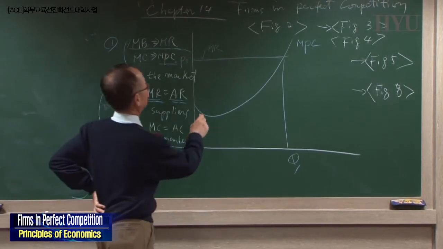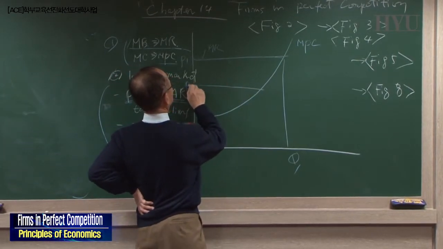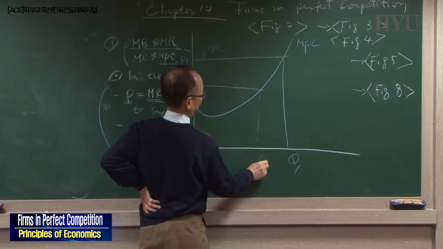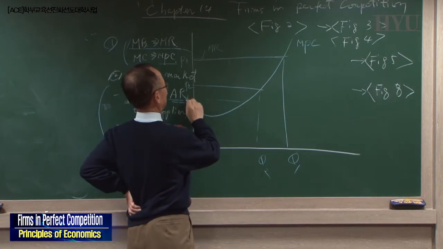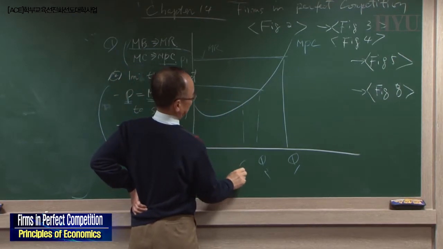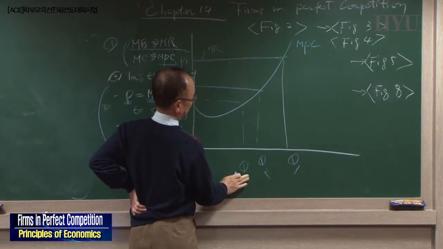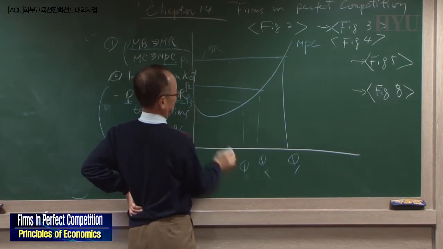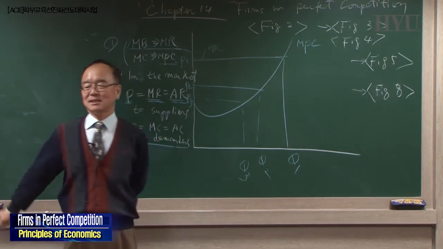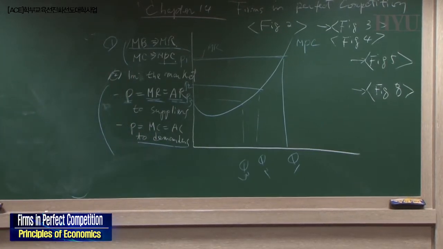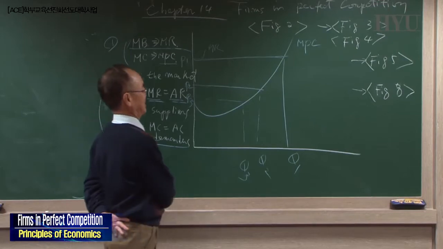So what if the market price is P2? How much would you produce? Of course, you will produce Q2. Right? What about the market price P3? Q3, right? It's straightforward. P3, Q3. So actually, this is what we discussed in the past. You are so familiar with this.